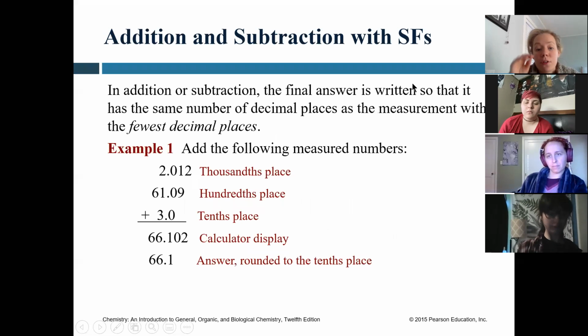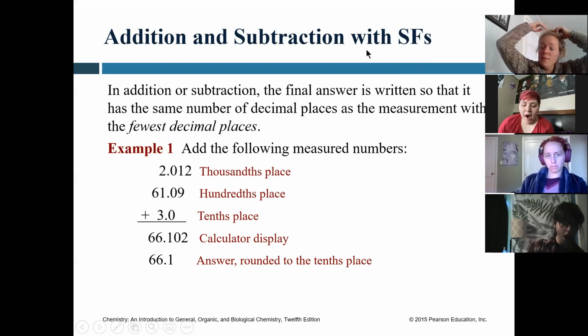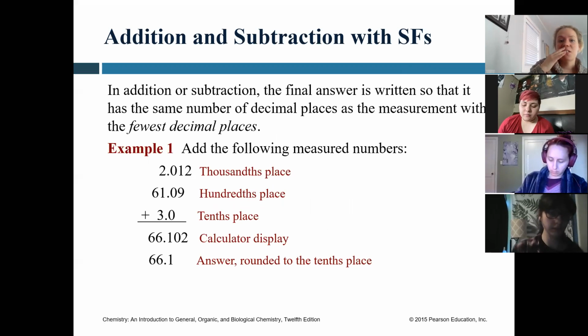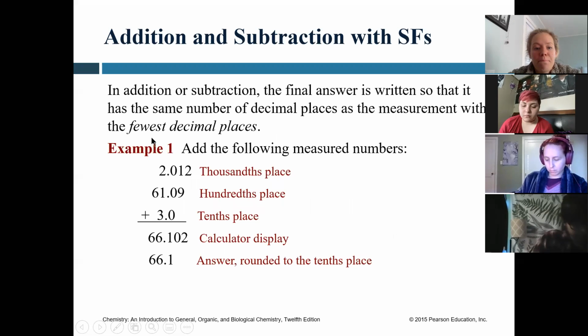So what if you're doing addition and subtraction? Addition and subtraction is going to follow a different set of rules. Just like multiplication and division are opposites in that order of operation, addition and subtraction are also opposites. Whenever you're adding and subtracting numbers, your final answer will get rounded to the same number of decimal places as the measurement with the fewest number of decimal places. So you go off of decimal places as opposed to significance.